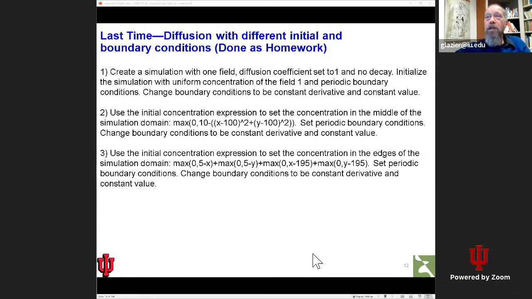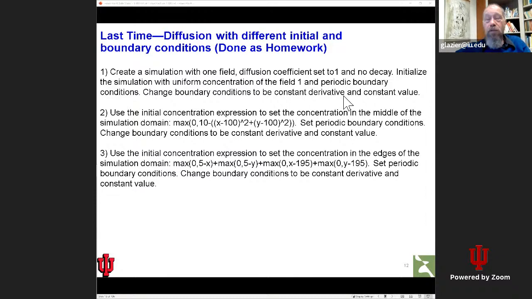Okay. So then we did exactly the thing that you were asking about, which turned into a homework assignment, which was to create a simulation with a single field, diffusion constant set to 1, no decay, uniform concentration 1, periodic boundary conditions, and see what happens. The answer is nothing happens. Now change to constant value boundary conditions. If the value is 1, nothing happens. If the value is 0, things start happening. If you have constant derivative boundary conditions, you'll see things happen.